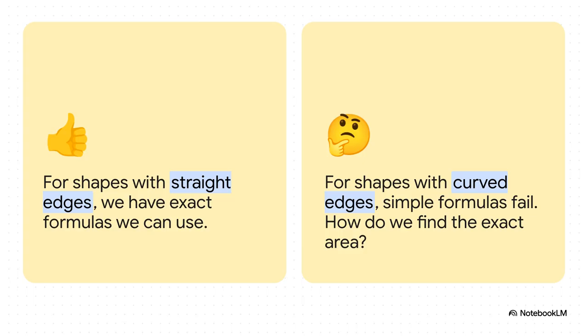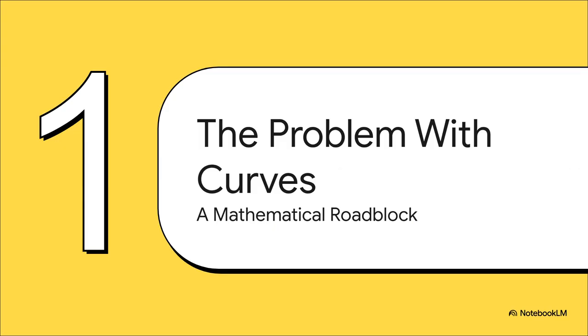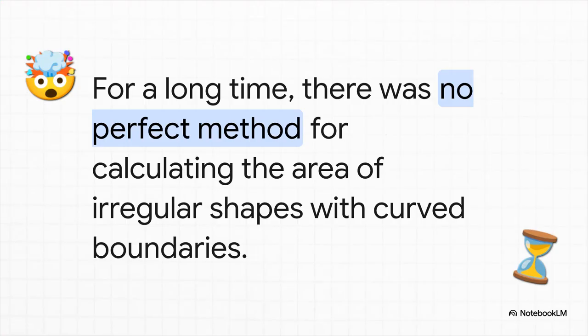And that leads to a really fascinating question. How in the world do you measure something that's constantly changing? So let's really dig into that challenge. For centuries, this was a massive roadblock for mathematicians and scientists. It was simply the problem with curves. And I'm not kidding, this isn't just some textbook exercise. For the longest time, there was just no perfect way to calculate the area of these irregular, curvy shapes. It was a genuine, massive mathematical hurdle.